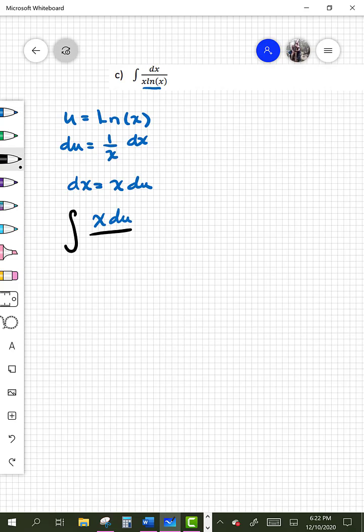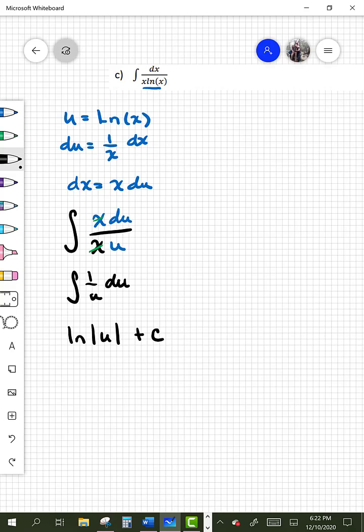Times, or all over x, natural log of x, which we chose to be our u value. So notice our x's cancel. And we're left with 1 over u du. So the antiderivative of 1 over u is a natural log, absolute value of u. It was an indefinite integral, so plus c.